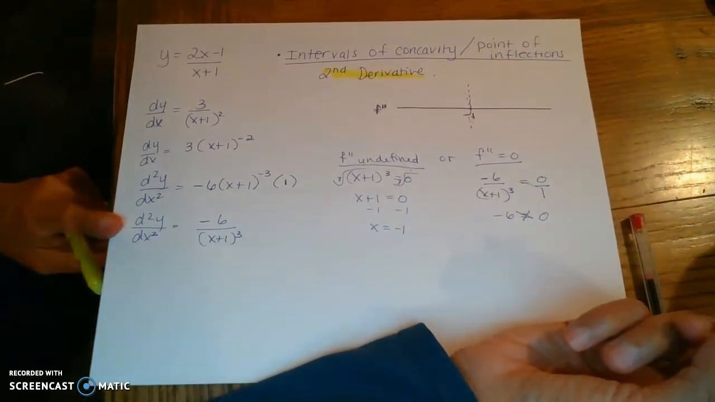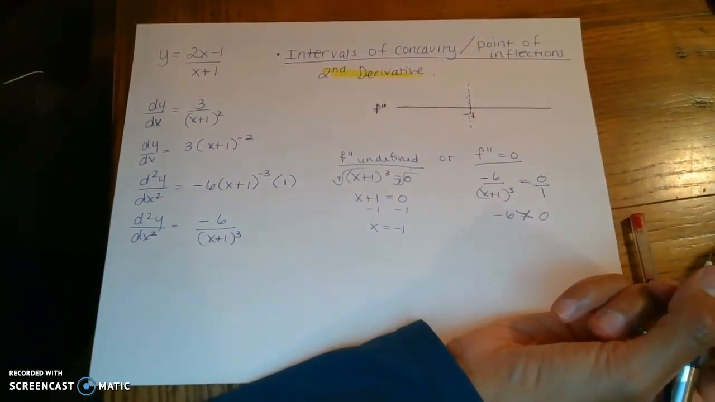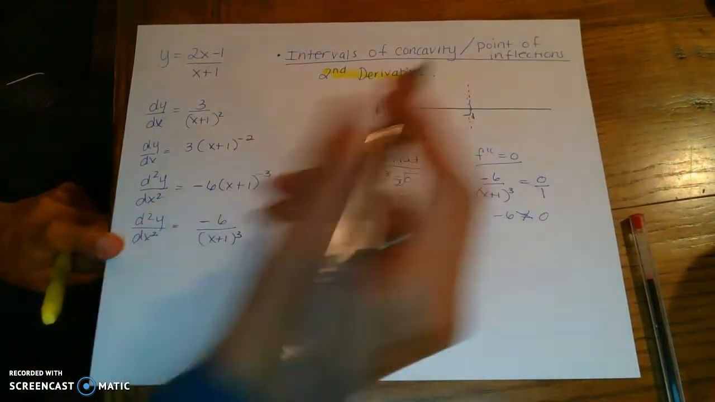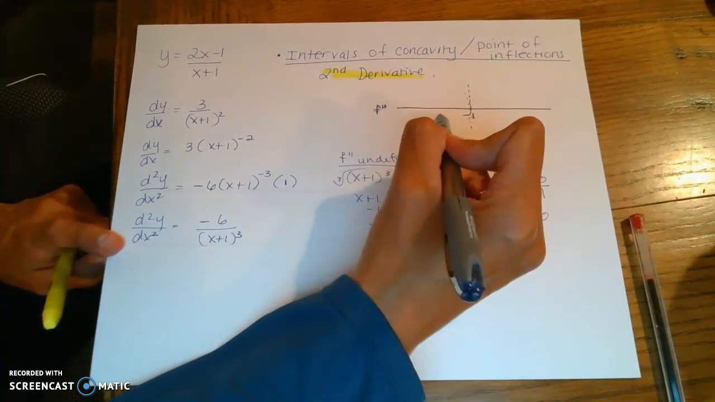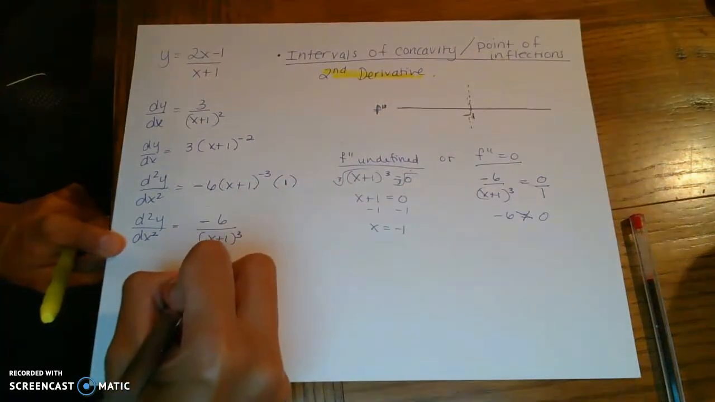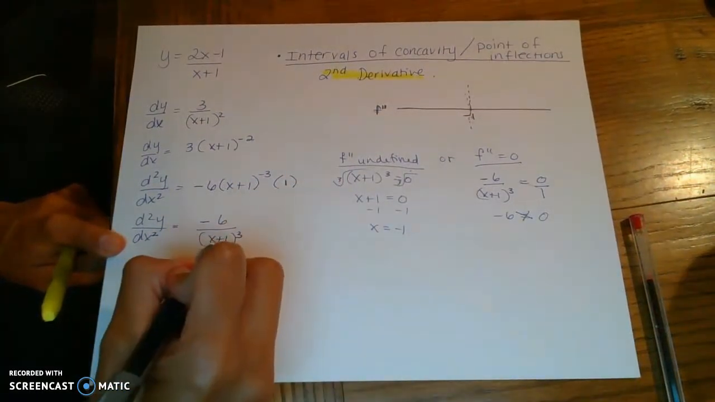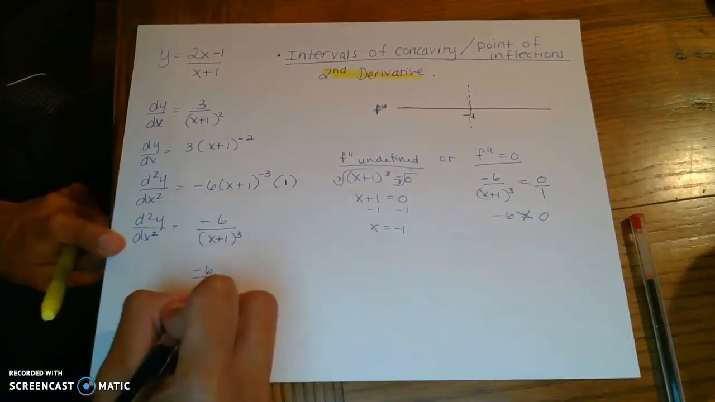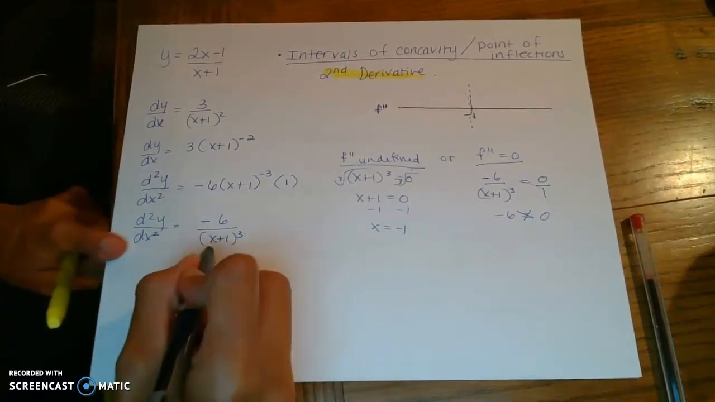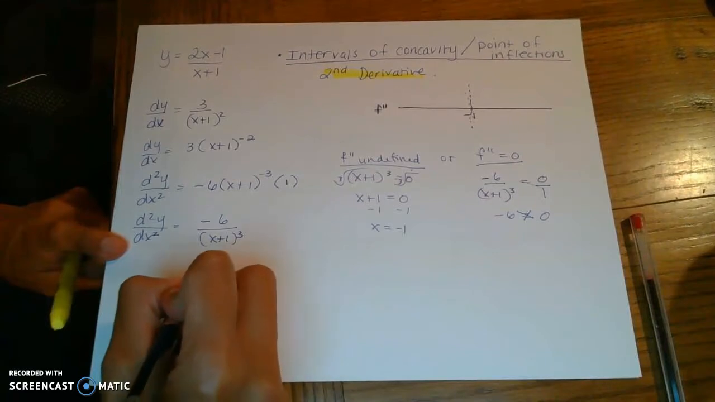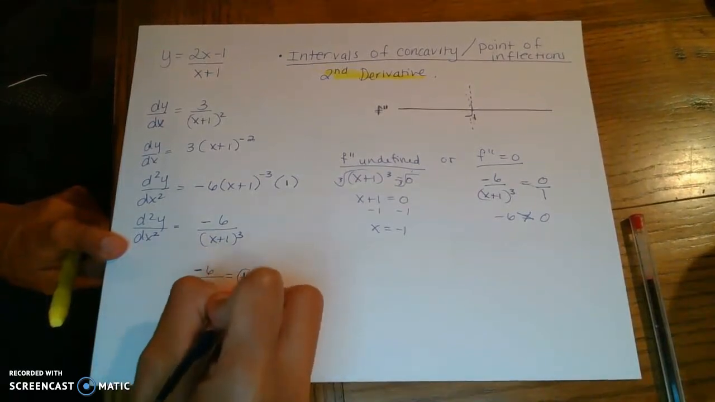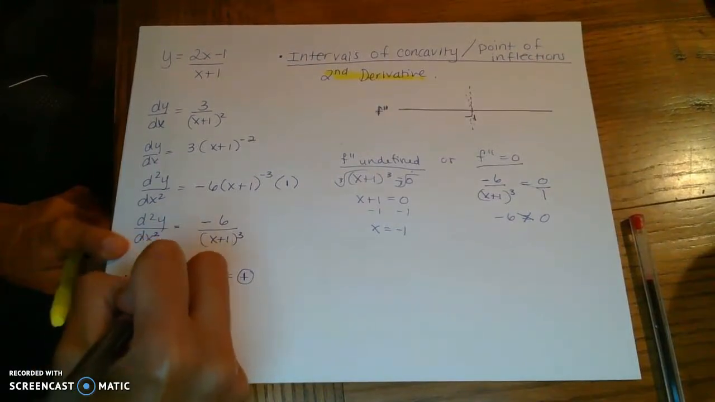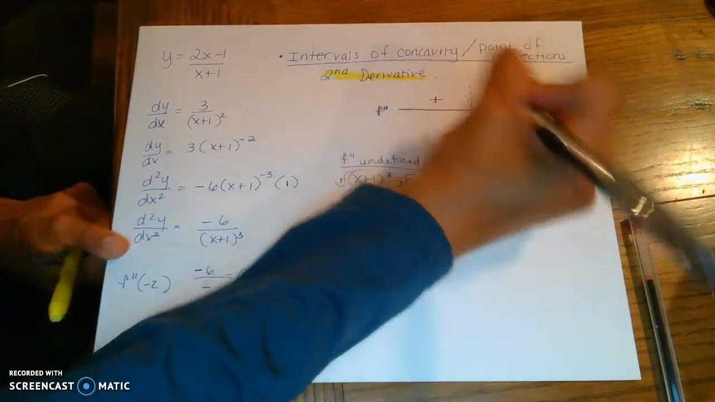So now I'm just going to do a sign test. I'm doing a sign test into the second derivative. If I plug in a -2, so this would be -6 over (-2 plus 1), which is -1 cubed, is going to be a negative. So you have a negative over a negative, which makes it a positive. That's when I plugged in the second derivative for -2. So I know this is plus.